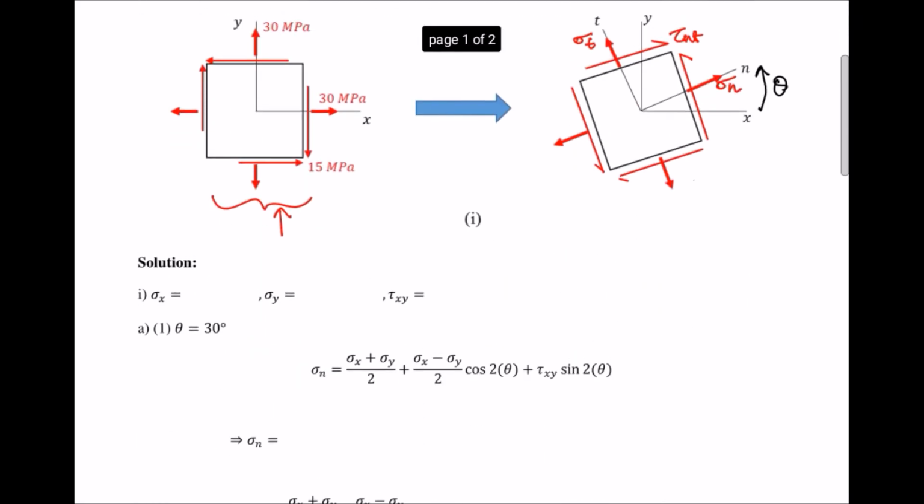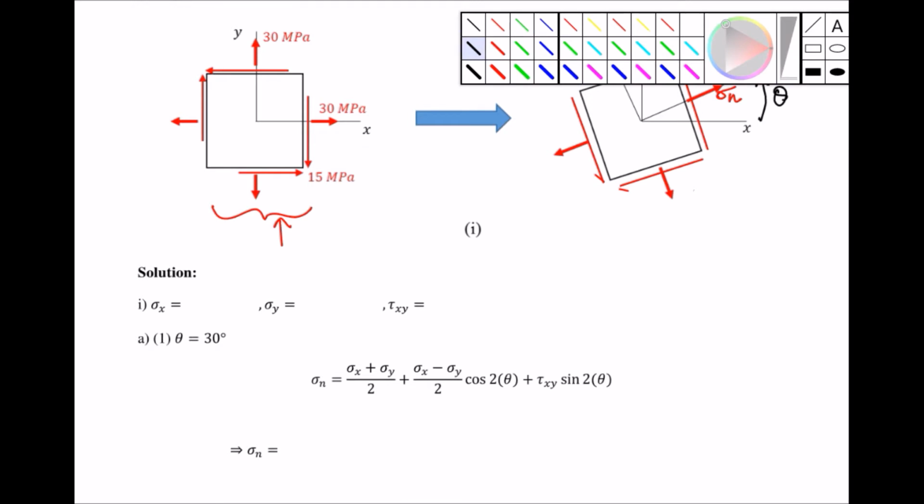For stress element 1, we will have sigma x equal to a tensile 30 MPa, sigma y also equals 30 MPa, and tau xy equals to a minus 15 MPa. Remember that as per convention, a counterclockwise shear stress on the positive x face is considered positive. In this case, we have it reversed, so hence the negative sign.